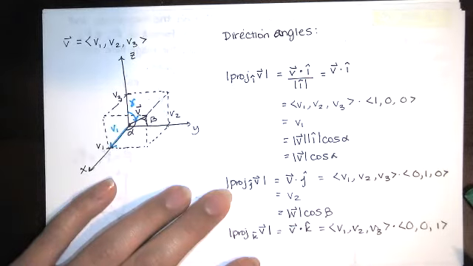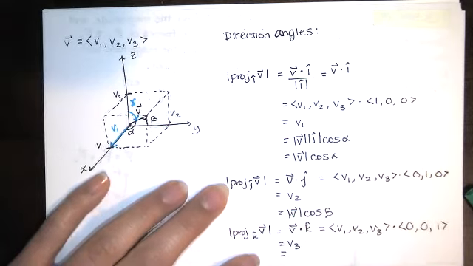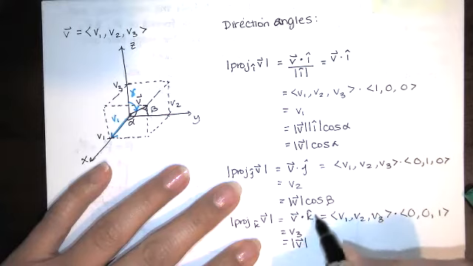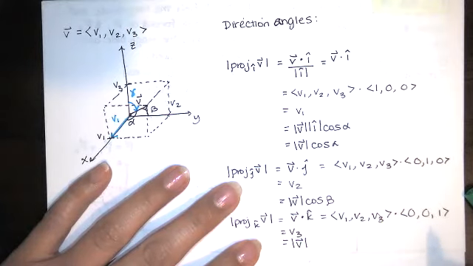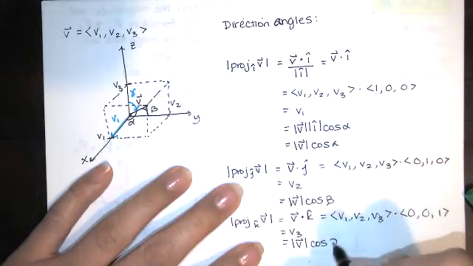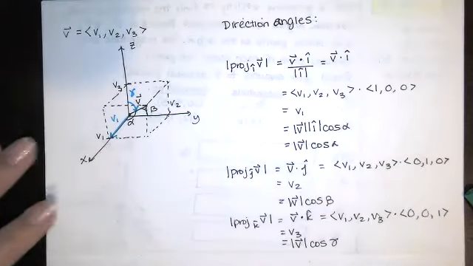If I take the dot product algebraically, I get 0 plus 0 plus V sub 3 times 1, which is V sub 3. Or if I use the geometric definition of dot product, the length of V times the length of K hat, which is 1 because it's a unit vector in the Z direction, times the cosine of the angle between them. If I label the angle between them gamma, I get this. So what does that mean?